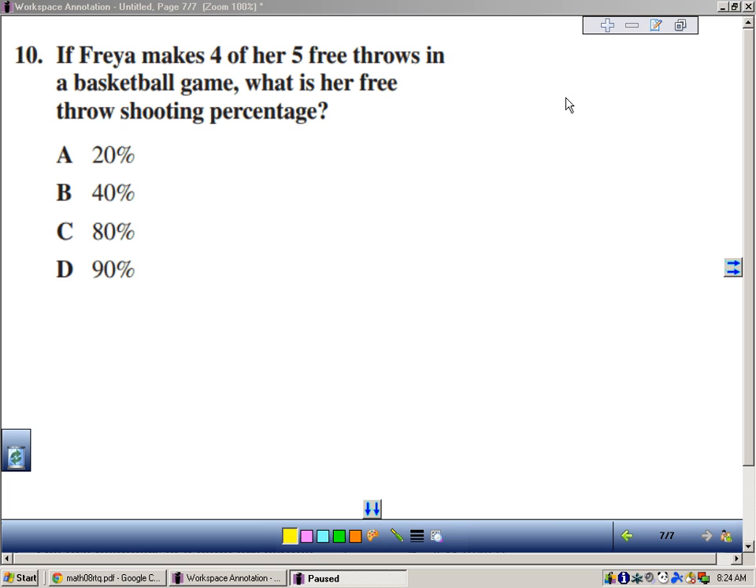Okay, last question here. If Freya makes 4 of her 5 free throws in a basketball game, what is her free throw shooting percentage? All right, so 4 of her 5 free throws. So let's give a quick explanation of what a fraction is generally. I guess the most frequently used definition is something that I saw in primary school, first, second, third, fourth, fifth grade. I saw that a fraction was a part of a whole.